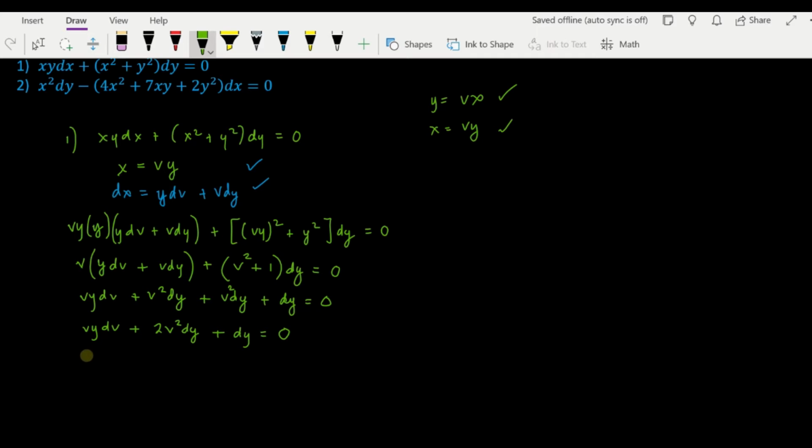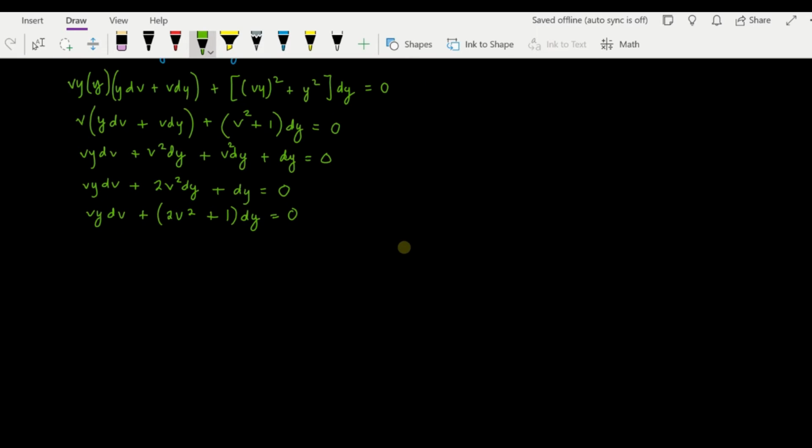Pwede natin siyang i-factor out. So, we have vy dv plus, the common factor here is dy. So, we have 2v squared plus 1 times dy equals 0. Kasi diba 2v squared times dy, 2v squared dy, then 1 times dy is dy. And then, gawin na natin siyang separable. Kasi yung mga homogeneous differential equation, sa last part, magiging separable siya. So, separable differential equation na to.